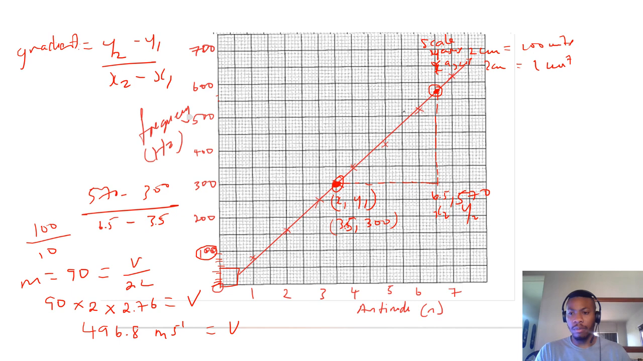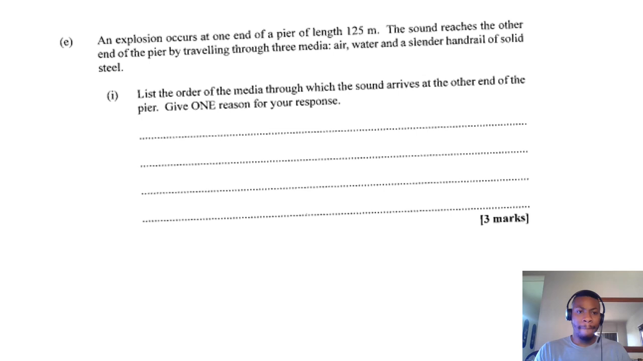All right. So with that being said, they now ask us: an explosion occurred at one end of a pier of length 125 meters. The sound reaches the other end of the pier by traveling through three media: air, water, and a slender handrail of solid steel. List the order of the media through which the sound wave travels to the other end of the pier. And it says give reason for your response.